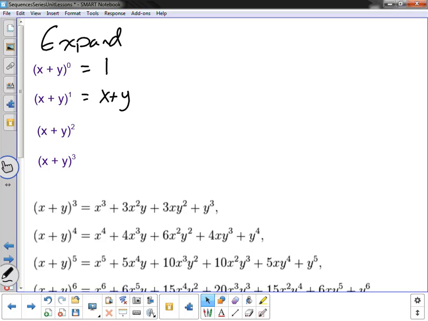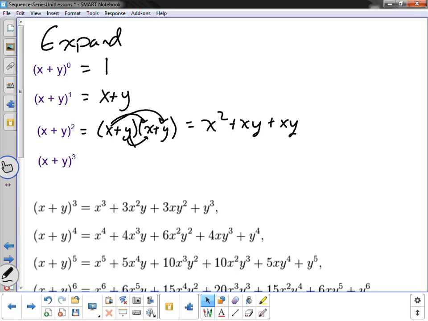Now, anything to the 2nd power says I should take it times itself. So I'd have to take x plus y times x plus y, which means I've got to FOIL. I take the x times the x and get an x squared. The x times the y gives an xy. The y times the x gives an xy. The y times the y gives a y squared. So when I clean this up, I get x squared plus 2xy plus y squared. Same thing that we've done before.